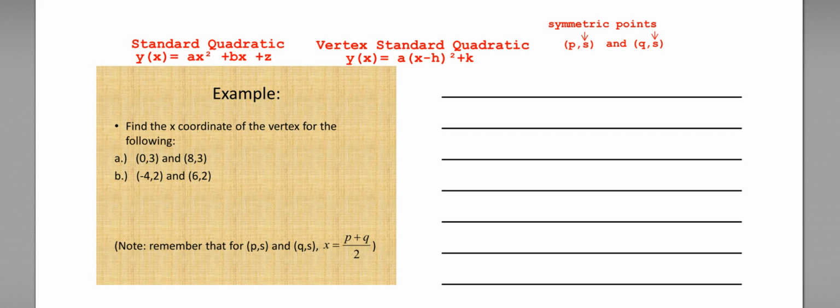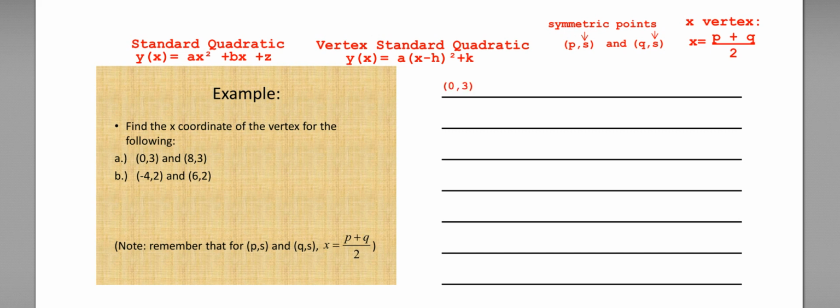See? Same s values. So therefore we can find the x of the vertex by using the formula x equals (p plus q) divided by 2. So this will technically be the vertex formula. So let's try this example and find the x-coordinate of the vertex for the following.